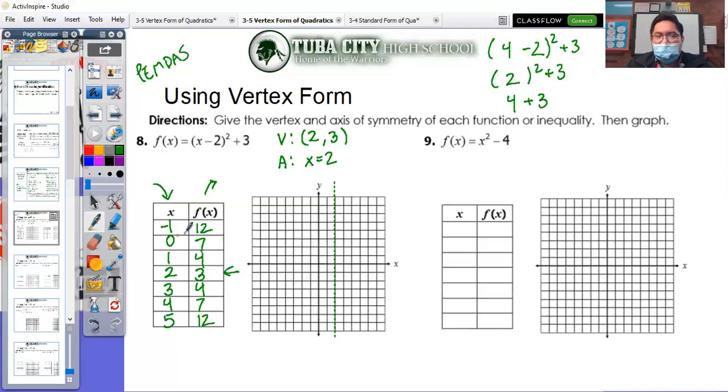So let's go ahead and plot these points. So -1, 12, can't do that. So 0, 7, oops, not 12. Over 1, up 4, over 1, up 4. Over 2, up 3. Over 3, up 4. And then over 4, up 7.